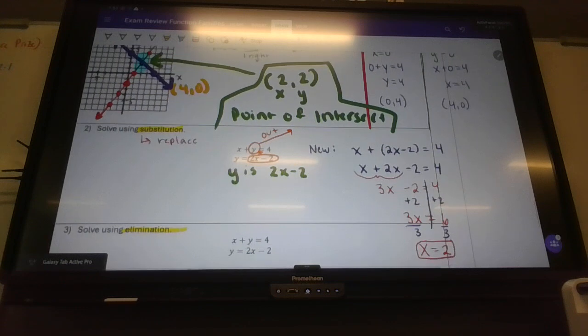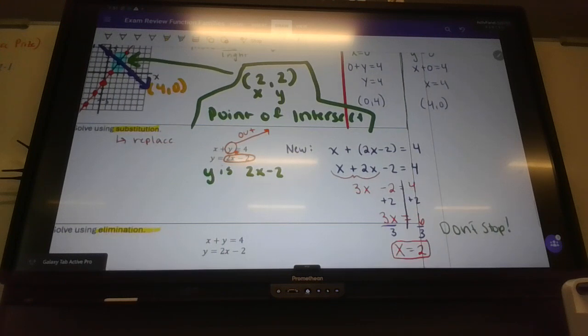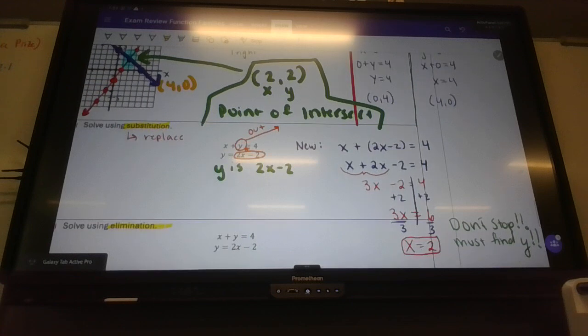Nice. Do you know what I'm going to write here? I'm going to write don't stop. Must find y. All right, so when you're solving a system, you're looking for x and y. If they give you 2 equations, that means you can find both x and y. So don't stop. Find y.